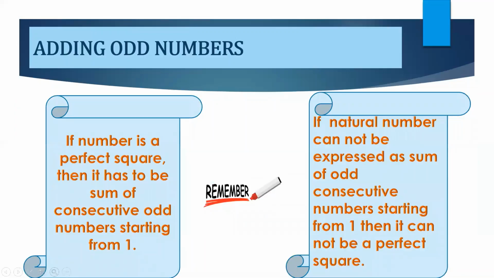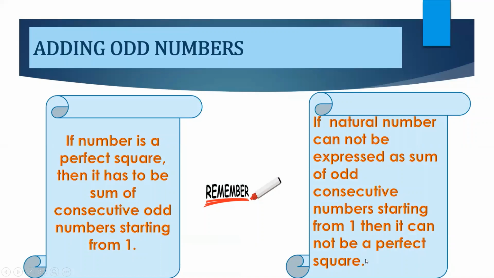So again, you have to remember this, how to find out the sum of odd numbers. If a number is a perfect square, then it has to be the sum of consecutive odd numbers starting from 1, and vice versa. That is, if a natural number cannot be expressed as the sum of consecutive odd numbers starting from 1, then it cannot be a perfect square.